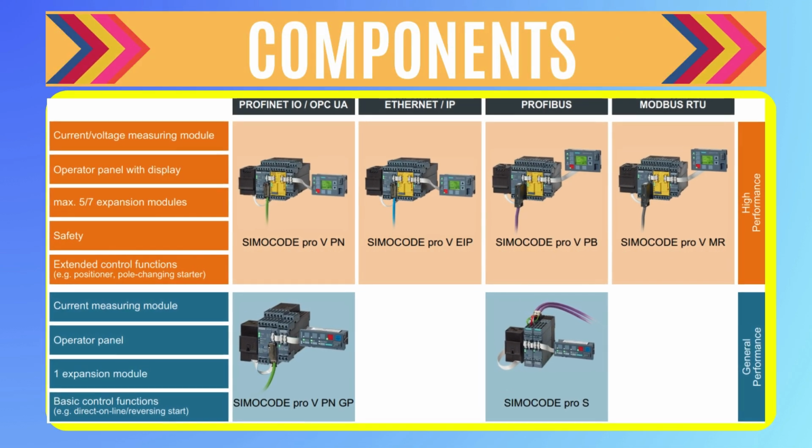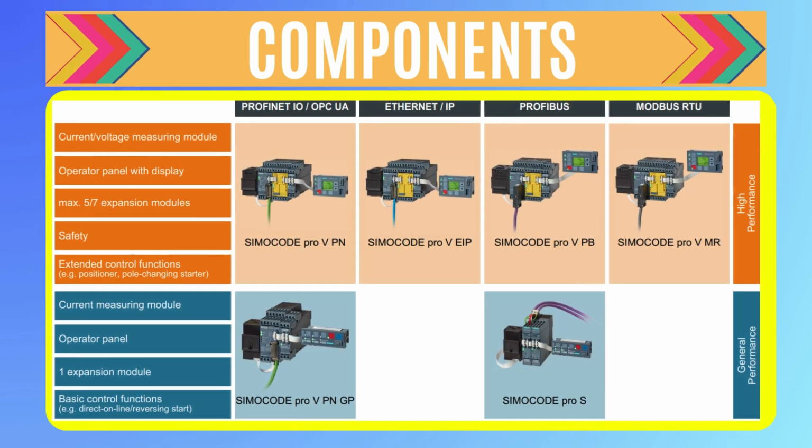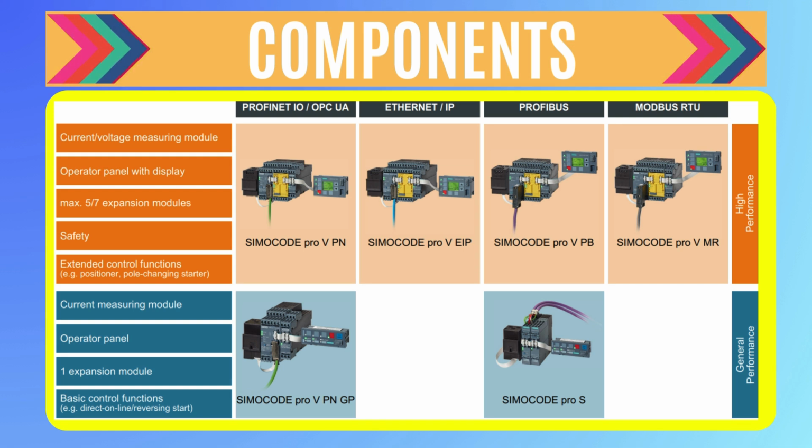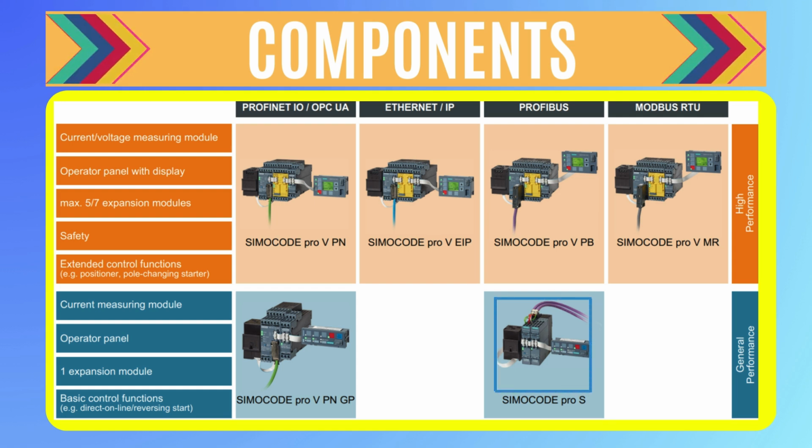Simocode Pro C, the basic performance system for Profibus and direct online reversing starter, with 4 inputs and 3 outputs, freely parameterizable input for thermistor, monostable relay outputs. Simocode Pro S, the smart general performance system for Profibus and for direct online, reversing and star delta starters. 4 inputs and 2 outputs, freely parameterizable input for thermistor, expandable with expansion module.